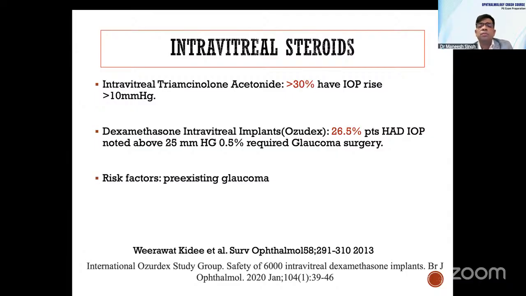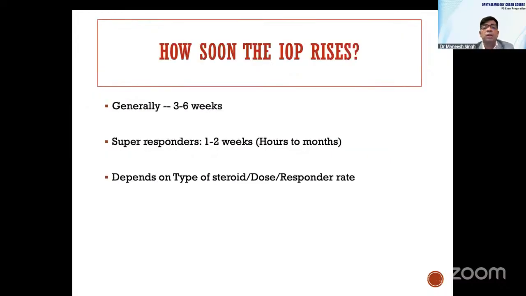With intravitreal triamcinolone, more than 30% of patients will have an IOP rise. So whenever you're giving intravitreal triamcinolone, you need to monitor pressure every 2 weeks. If you're using intravitreal implants of dexamethasone, the risk is slightly less. But this particular study, which evaluated 6,000 patients, published in BJO, also showed that as many as 26% of patients had an IOP rise following the intravitreal implant. So these patients also need to be monitored for their intraocular pressure.